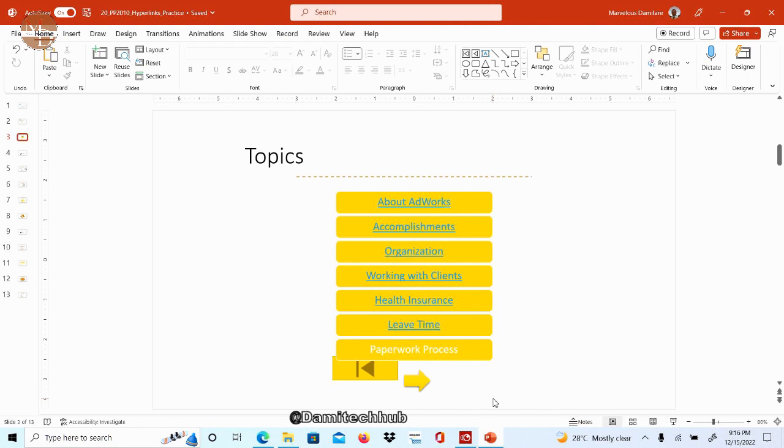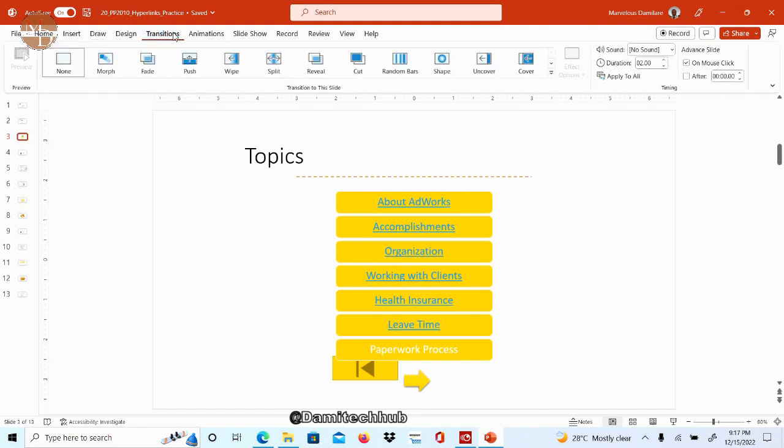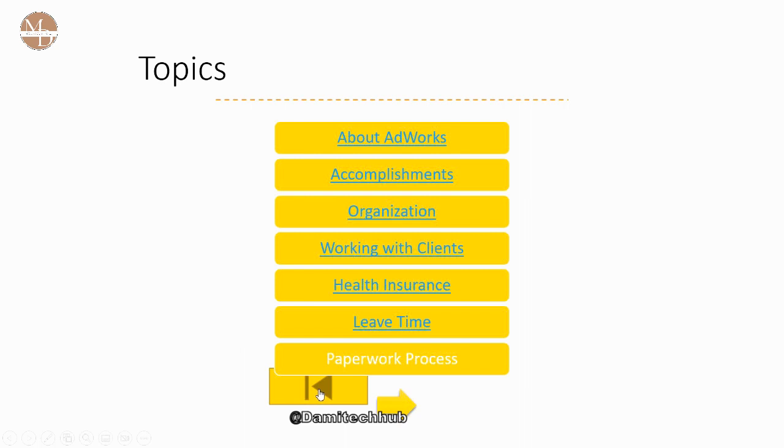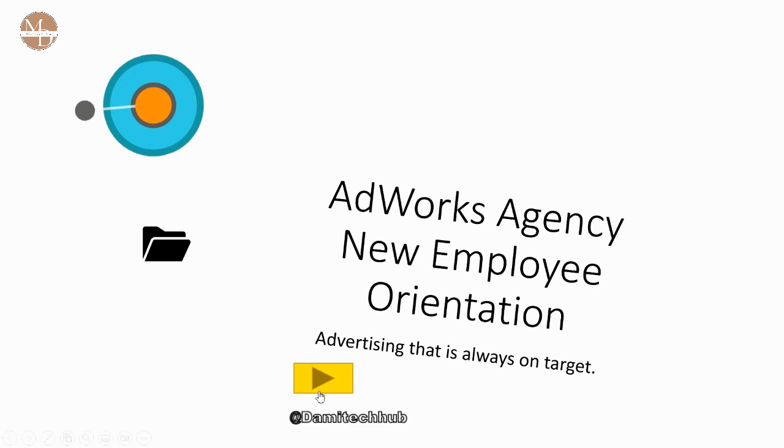Now, how do we test our action button to see whether it is actually working? Simply click on slideshow, go to from current slide. From there, you see my mouse is already on it. Just click on it. See, that's taking me to the first slide. That is how to insert an action button either on that particular slide or on all slides using slide master view and view of the presentation.